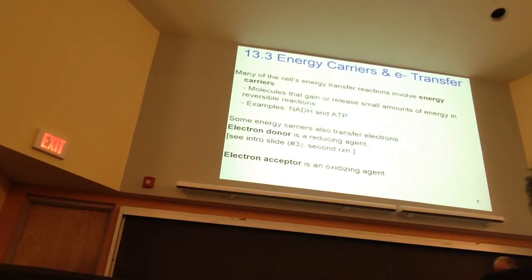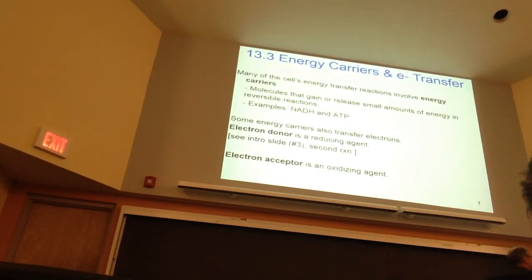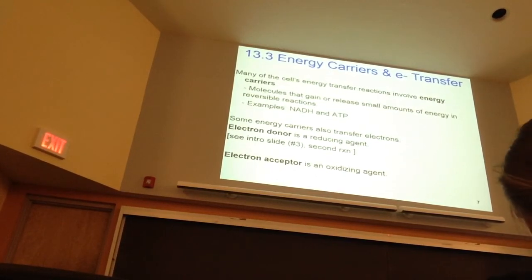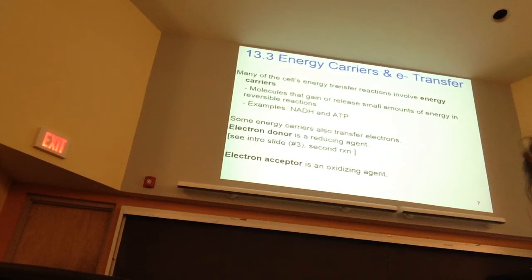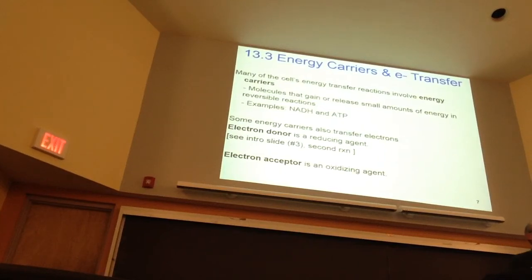So how about some of the main players is what we're looking at here. Energy carriers, and how does the cell transfer these little packets of energy, electrons. The examples that we're talking about are NADH and ATP. And the key is they are able to release and transfer small levels of energy that are capturable by cells, by biology. That's one of the key characteristics of these energy carriers.